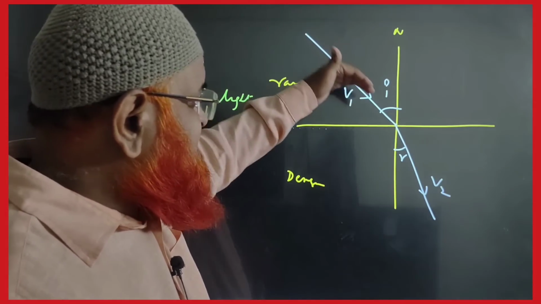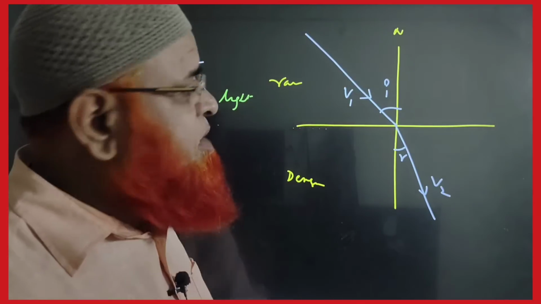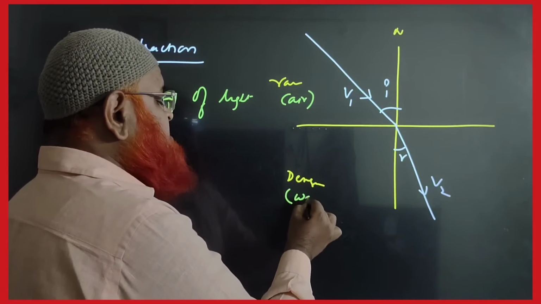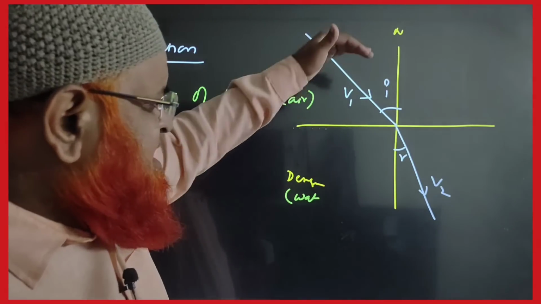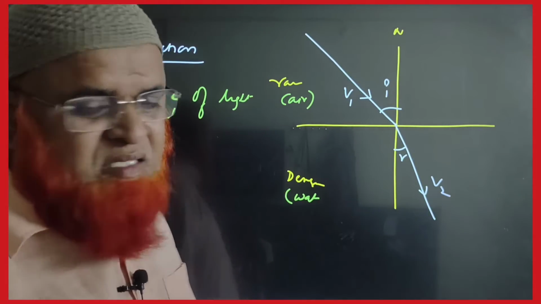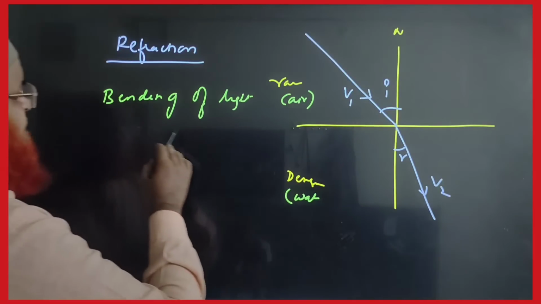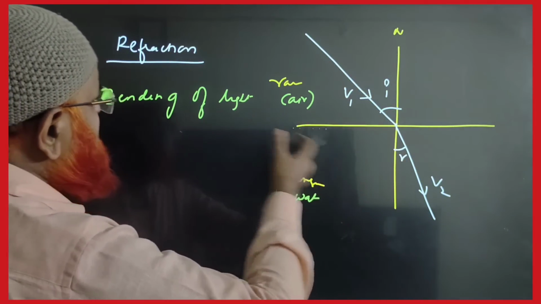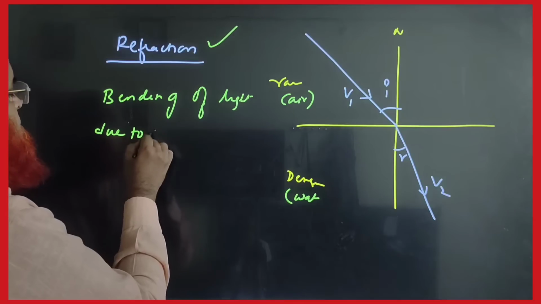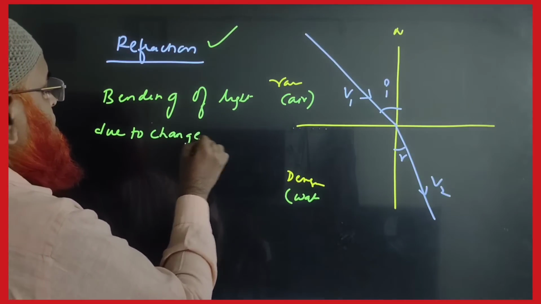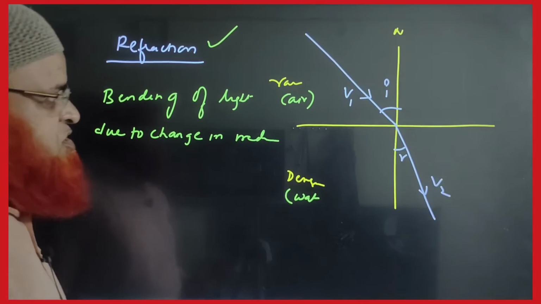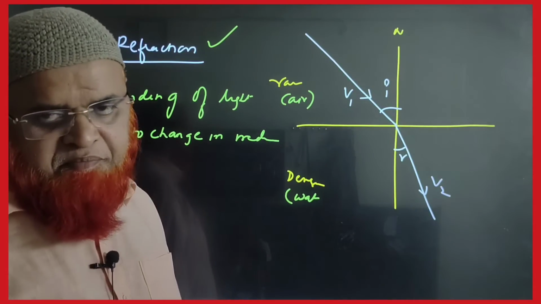See, when the velocity of light is there in the rarer medium, like for example, here you take air as a rarer medium and water as the denser medium, so suddenly its speed decreases. And that's the reason why the light ray starts bending here, isn't it? So that's why bending of light due to change in the medium is said to be refraction. Bending of light due to change in medium is called refraction.